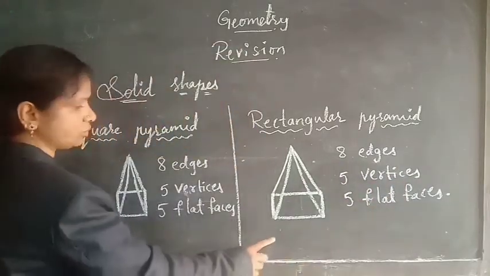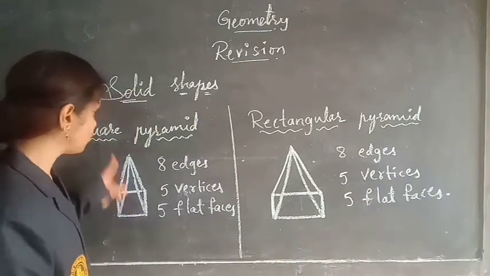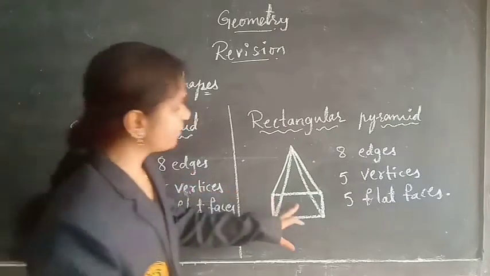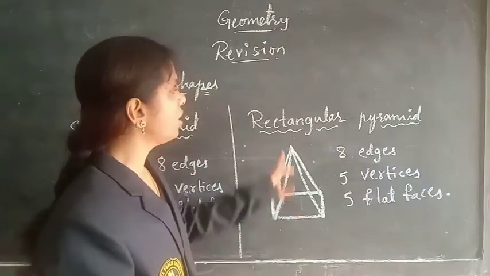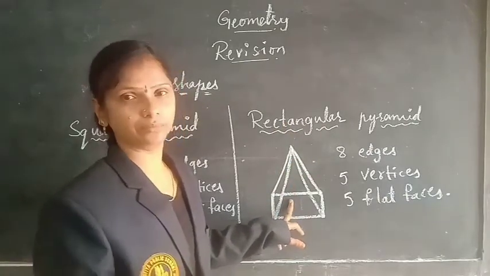And come to these two here children, observe these two. If the base is a square shape, this pyramid is called a square pyramid, and if the base is a rectangular shape, this type of pyramid is called a rectangular pyramid.